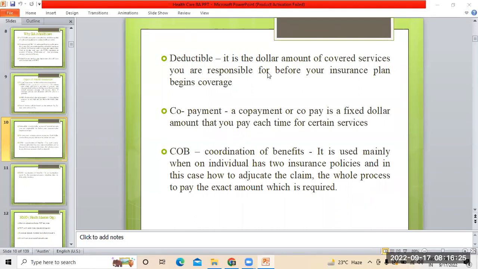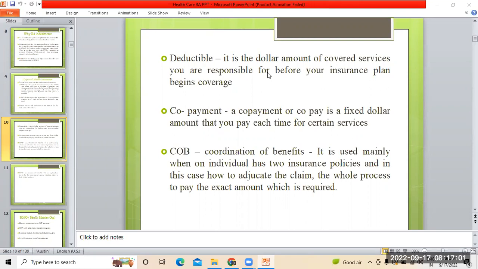So this is all about coordination of benefits, which majorly focuses on individuals who have dual insurance policies, including private, followed by the regular insurance managed by the government. That is optional, a choice, not something mandatory for all people. That varies from person to person. So this is all about the coordination of benefits.